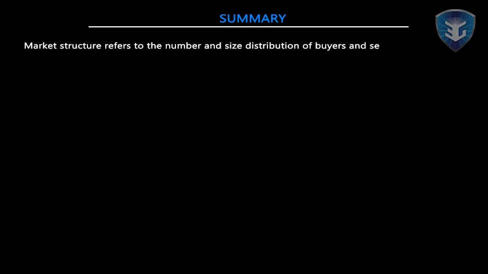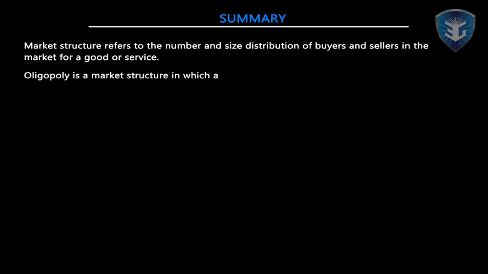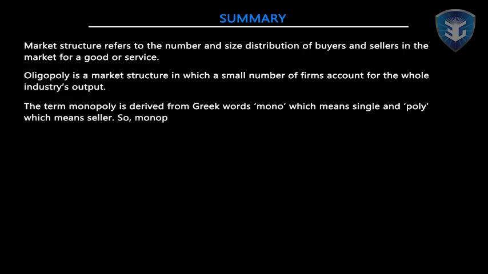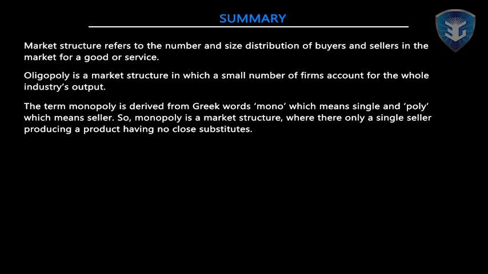Now, in the end, let us summarize what we have learned in this lecture. Market structure refers to the number and the size distribution of buyers and sellers in the market for a good or a service. Oligopoly is a market structure in which a small number of firms account for the whole industry's output. The term monopoly is derived from Greek words mono, which means single, and poly, which means seller. So, monopoly is a market structure where there is only a single seller producing a product having no close substitutes.